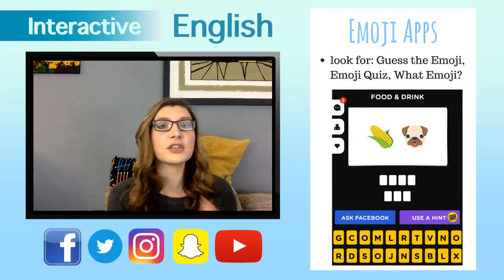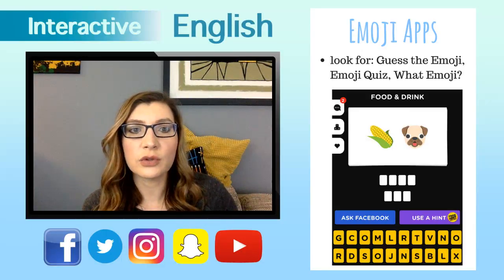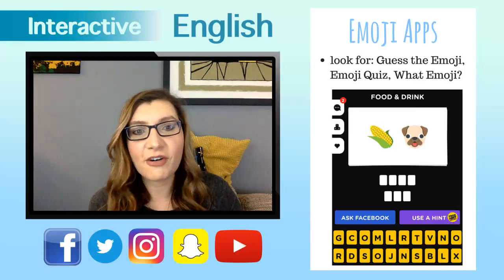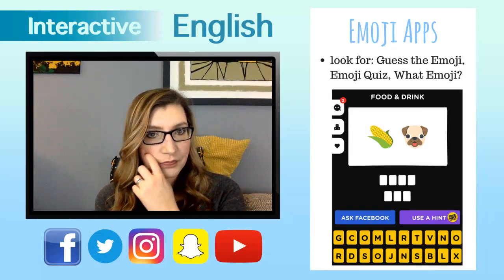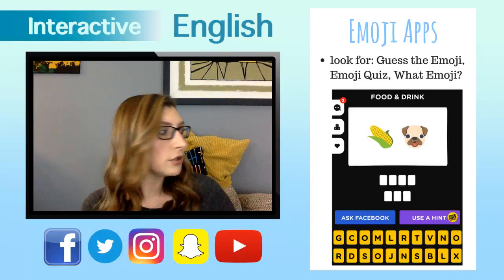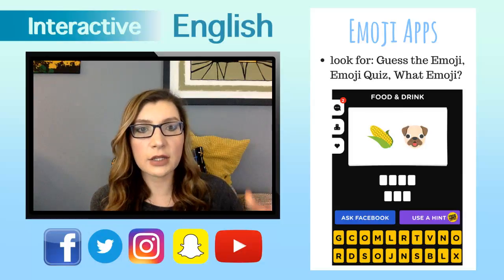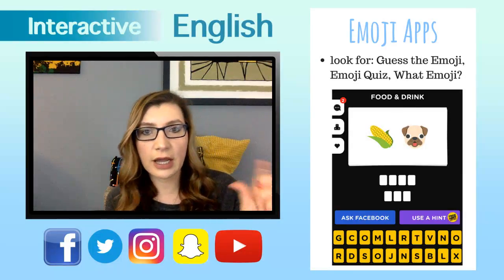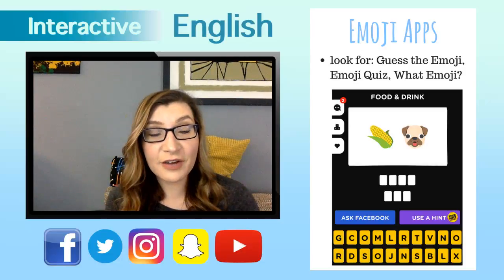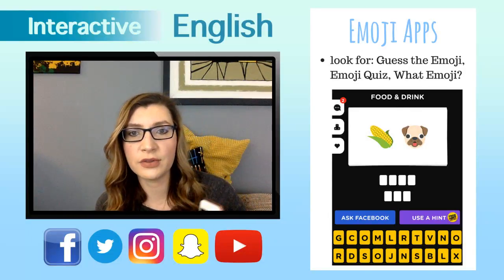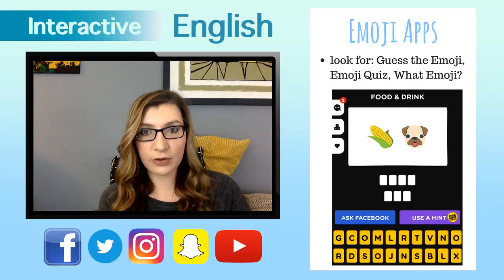Now, if you're doing this on your phone, something I really like to do is to look at apps. I'm constantly on my phone. I'm sure you are too. So I found some emoji apps that you can use. I have an iPhone, but my husband has an Android. So I was looking on both phones to find some of these apps. I think the first one, Guess the Emoji, that I've listed, I think it's on both.